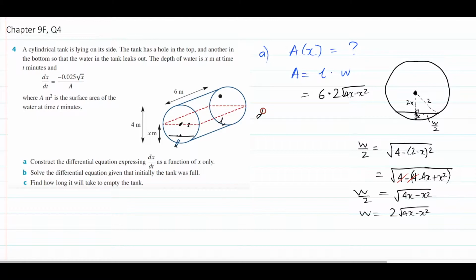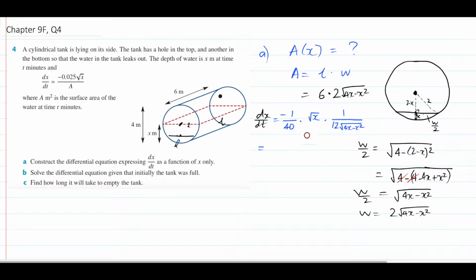So if I was to rewrite dx/dt again, what is that equal to? That is negative 0.025, which if you were to simplify it, comes down to, I guess, 25 over 1,000, which is 1 over 40. So negative 1 over 40 multiplied by root x, and then multiply by 1 over A, right? What is 1 over A? That is 6 times 2, which is 12, square root 4x minus x squared, and I'm going to group them together.